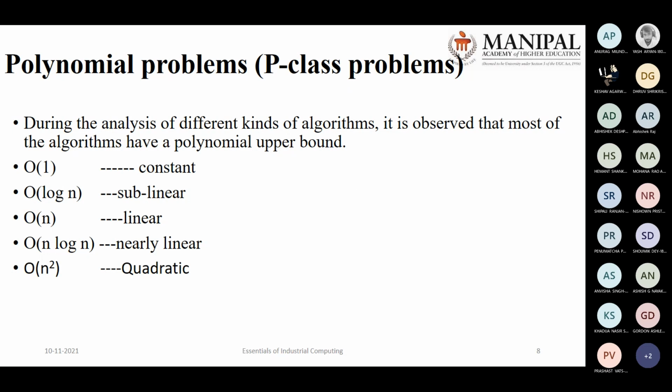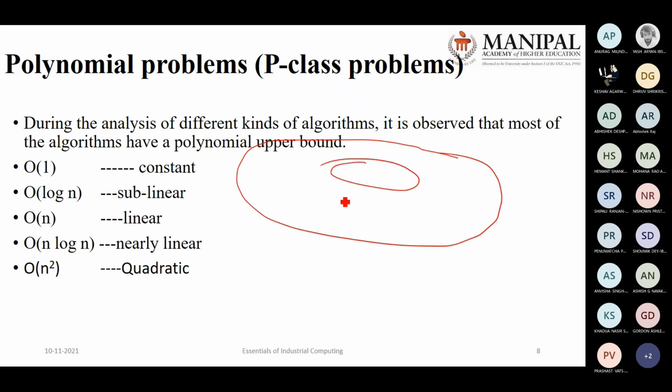So then what are these polynomial problems and exponential problems? I am just giving the definition today. Maybe the problems we'll be discussing in the next class. So if you have a set of problems, the problems could be intractable and the problems could be tractable. Of course, both of them are solvable. This is a set of intractable and this is a set of tractable. This is all solutions.